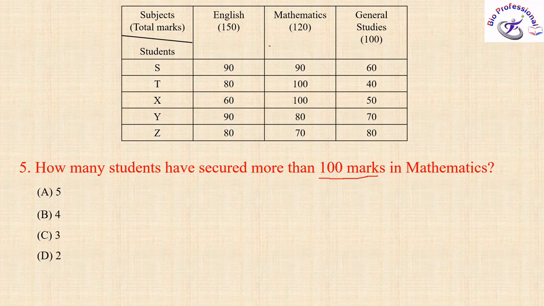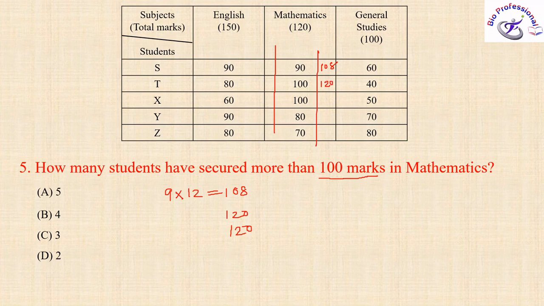So for mathematics, you have to select this column. Mathematics is 90% of 120, so you simply do 9 into 12, which is 108. So this is more than 100. And 100% of 120 becomes 120. Then I'm writing here that it becomes 108.